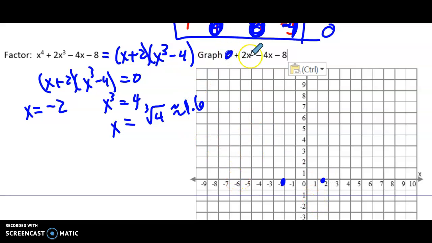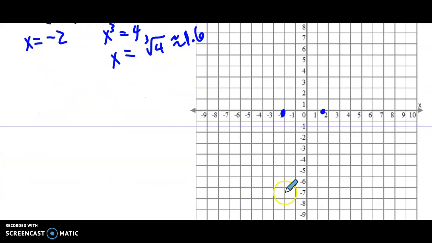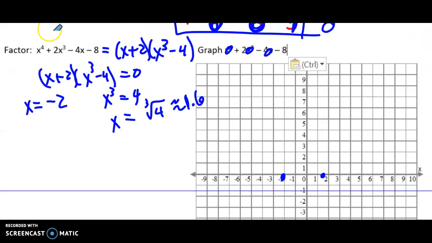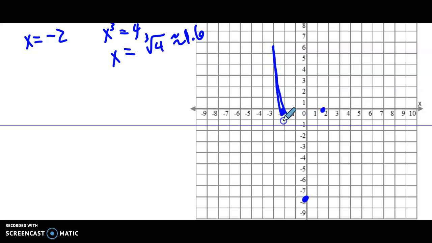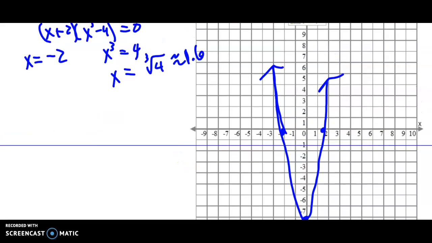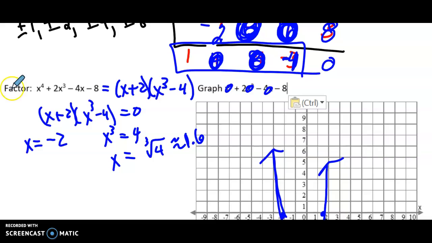I also know that when I put 0 in for x, I get -8. I might just plot that. Okay, and since it's a 4th degree, I know that each end is going up. So this is looking like a bit of a parabola, like so. Okay, but again, I might put -1 and 1 in just to get those other points.